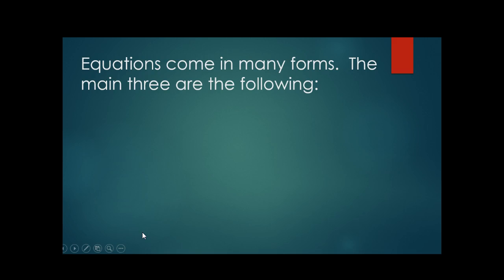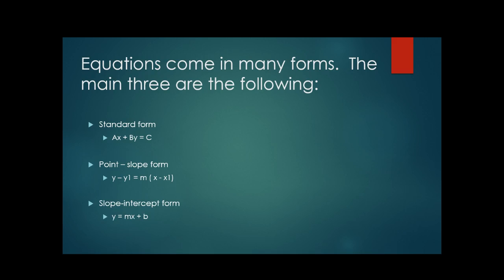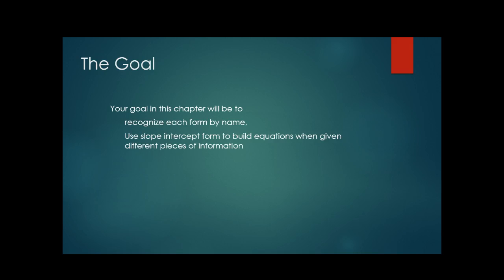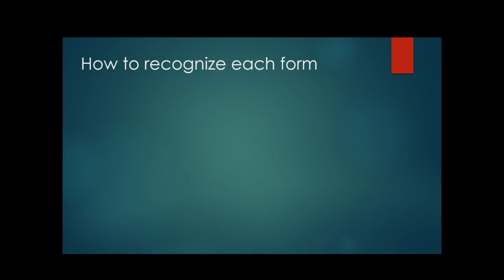Equations come in many forms. The main 3 are the following. Standard form, ax plus by equals c. Point slope form, y minus y1 equals m times x minus x1. And slope-intercept form, y equals mx plus b. The goal for this chapter is that you recognize each form by name, and we're going to be using slope-intercept form particularly to build equations when given different pieces of information.